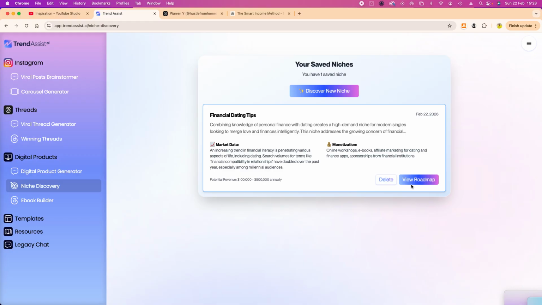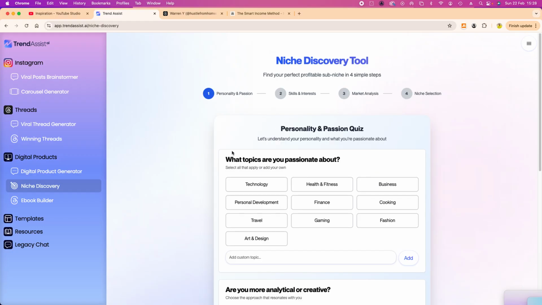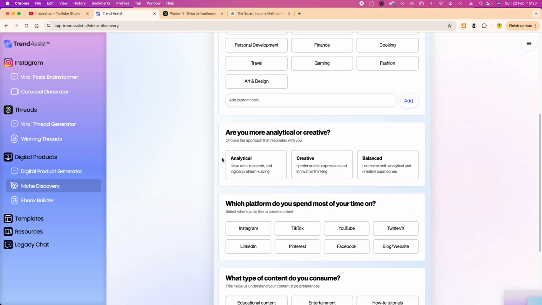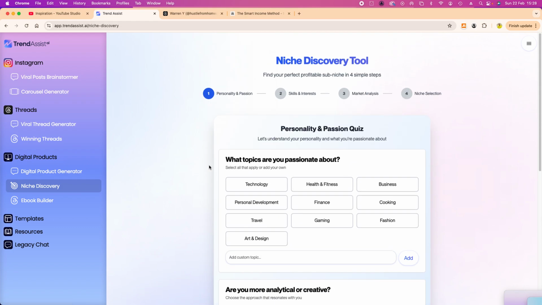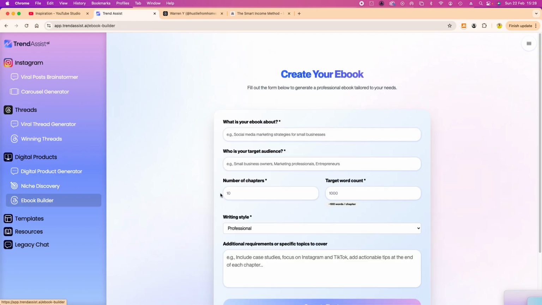So that's one of our niches, right? We could discover a new niche. Perfect. See? So there you go. There's no excuse, right? I like that. So let's go on to the next one.